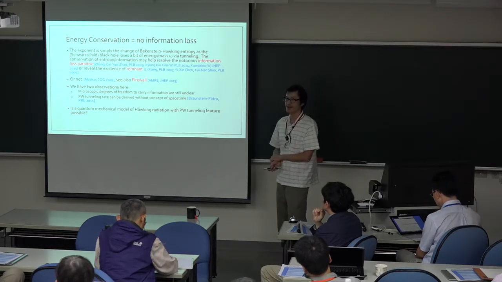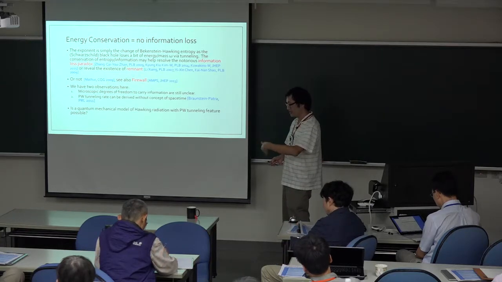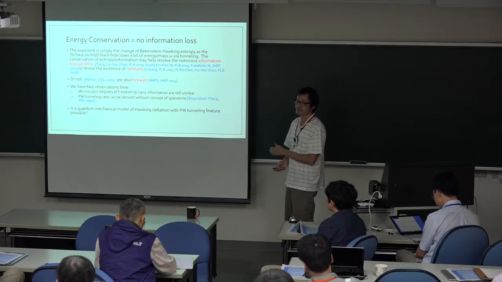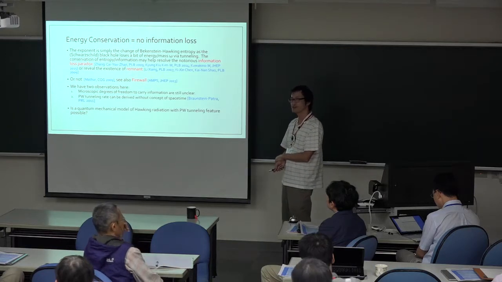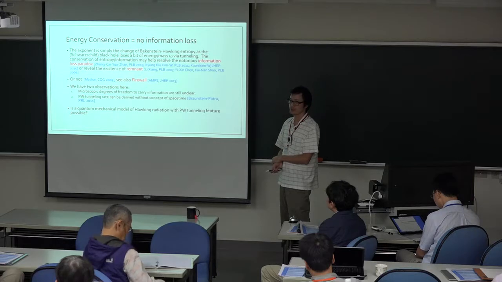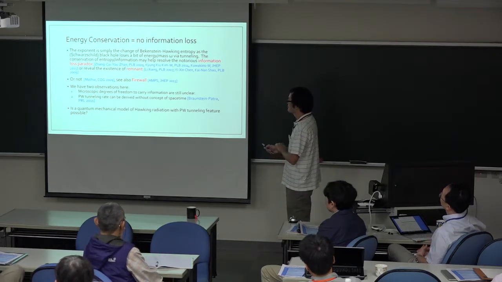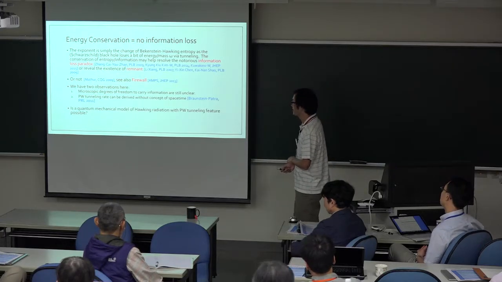They have this firewall argument and argue that maybe near the horizon, you have to give up some of these assumptions. For example, maybe the effective field theory fails, or the general relativity equivalence principle fails, either way. So there's a bunch of story here, but it's not my point today.